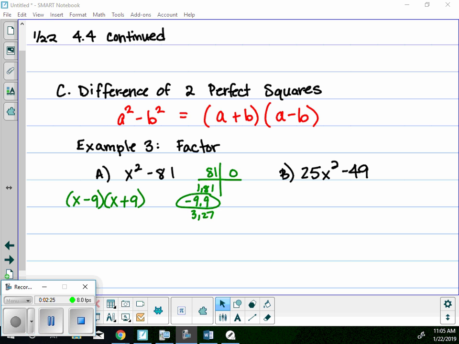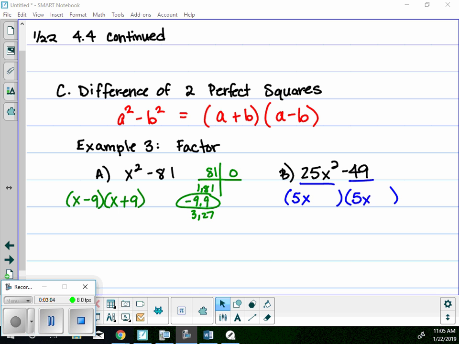So if we look at a problem like problem B, 25x squared minus 49. 25 is special because it is a perfect square. X squared is also a perfect square. 49 is also a perfect square. So perfect square subtracts perfect square is going to always factor into the square root of the first thing. What's the square root of 25? And the square root of x squared is x. So we have a 5x and a 5x.